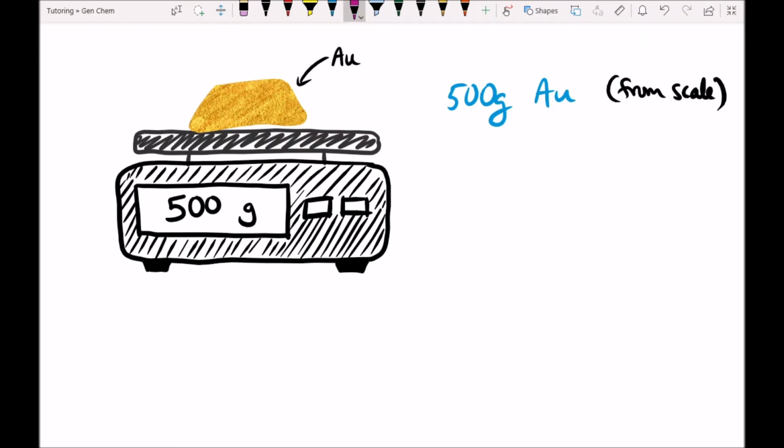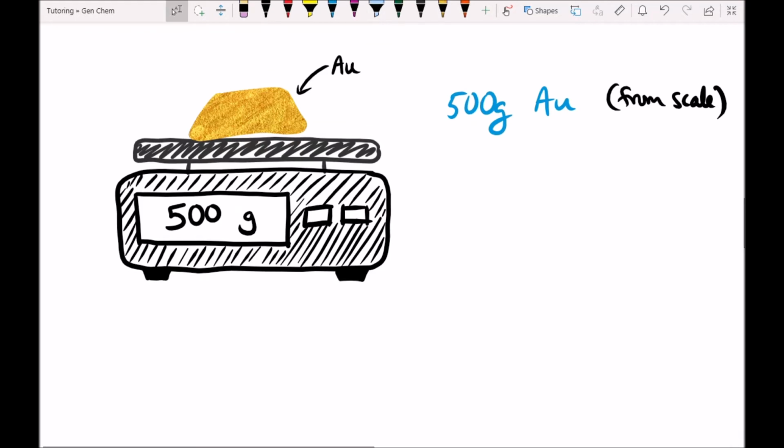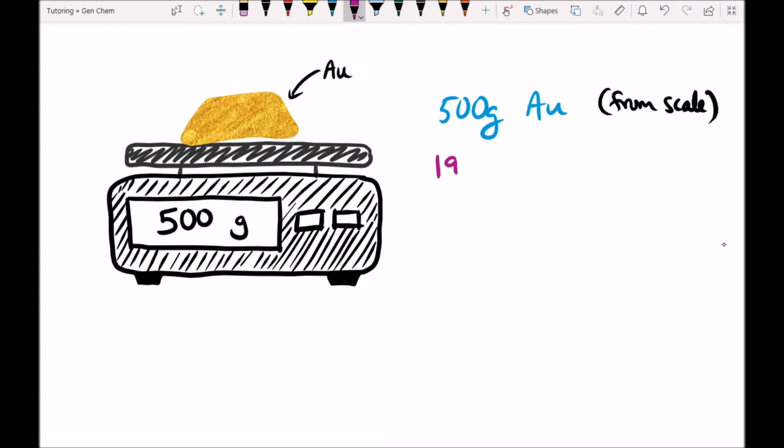To convert into moles, we need the molar mass of gold, because that's our conversion factor. So if we look at the periodic table, at gold, we see that the atomic mass, which is numerically equivalent to the molar mass of gold, is 196.9665 grams per mole gold. So that, of course, is from our periodic table.